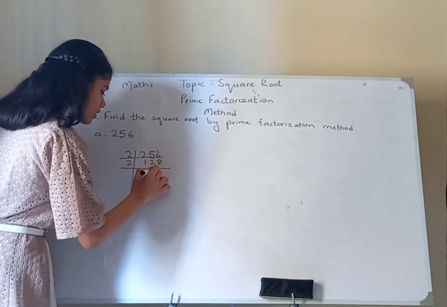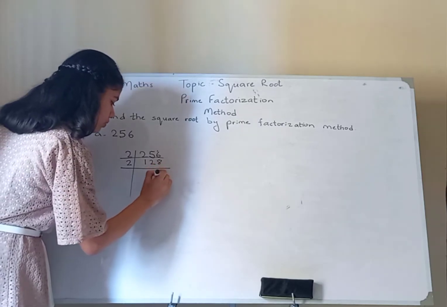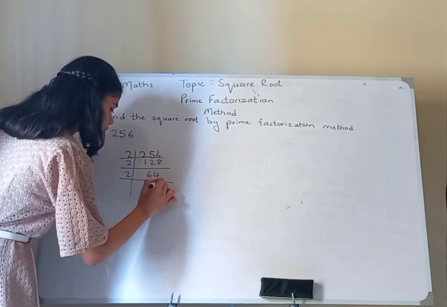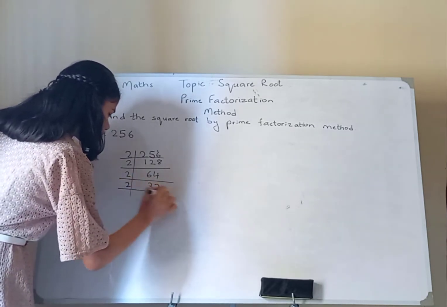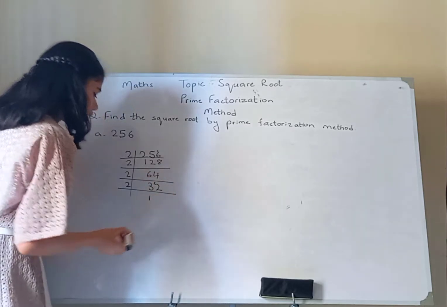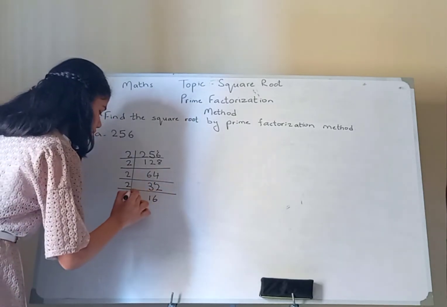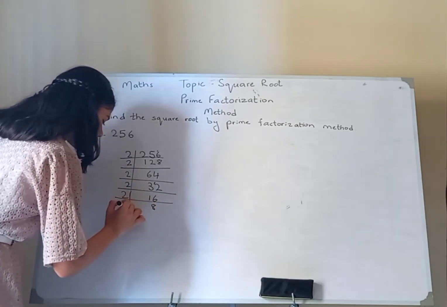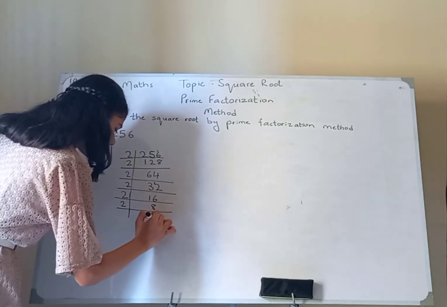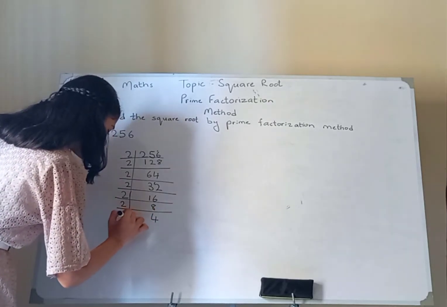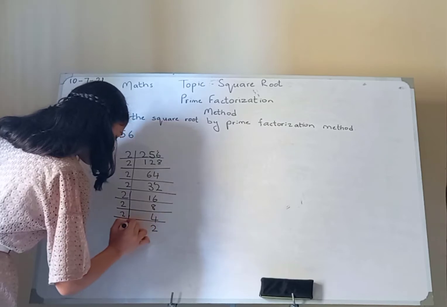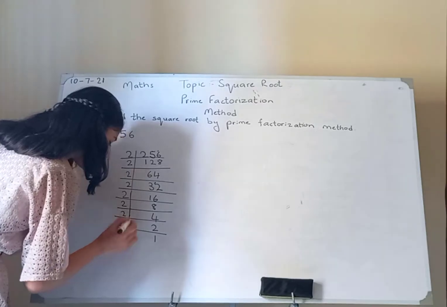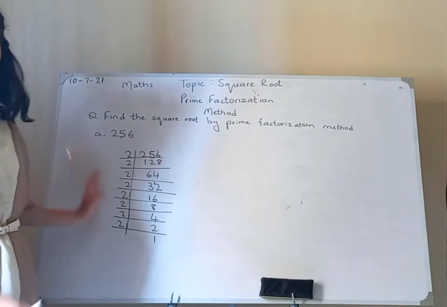So now 2 times 6 is 12 and 2 times 4 is 8. 2 times 3 is 6 and 2 times 2 is 4. 2 times 1 is 2, 1 carry over here, and 2 times 6 is 12. 2 times 8 is 16. 2 times 4 is 8. 2 times 2 is 4, and 2 times 1 is 2. We have solved our prime factorization.